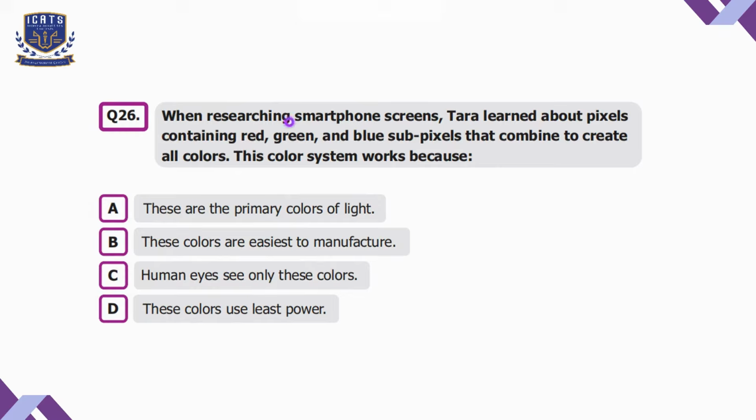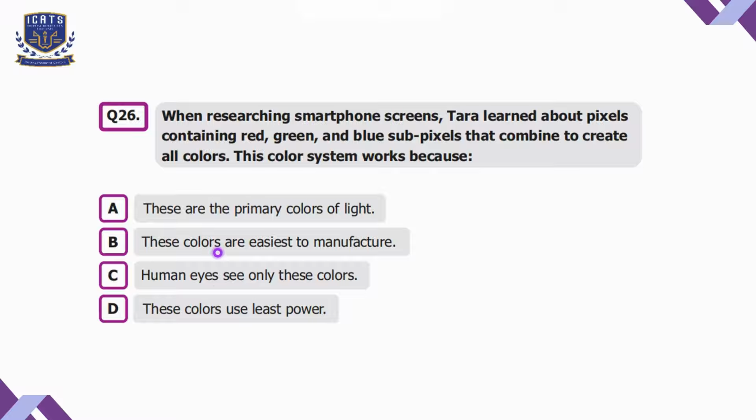Question number 26. When researching smartphone screens, Tara learned about pixels containing red, green, and blue subpixels that combine to create all colors. This color system works because the pixels in screens use red, green, and blue light. When you mix these colors of light, they can make almost any color we see on the screen. This is because red, green, and blue are the primary colors of light, and our eyes have receptors that detect these colors, and the brain mixes the signals to see the other colors.